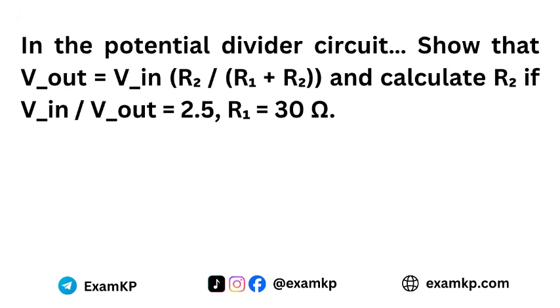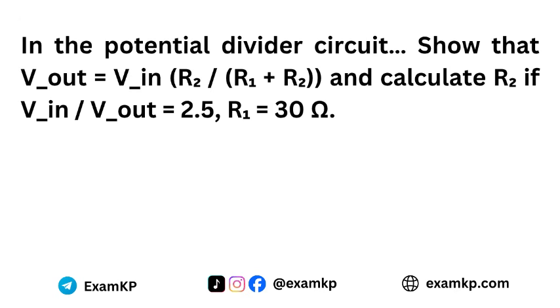Our final question, number 10. We are finishing up with circuits, specifically a potential divider. Now, this is a double WAEC question. Part 1 is a proof. You have to actually derive the formula. Part 2 is a calculation, where you use that formula to find the value of the second resistor, R2.